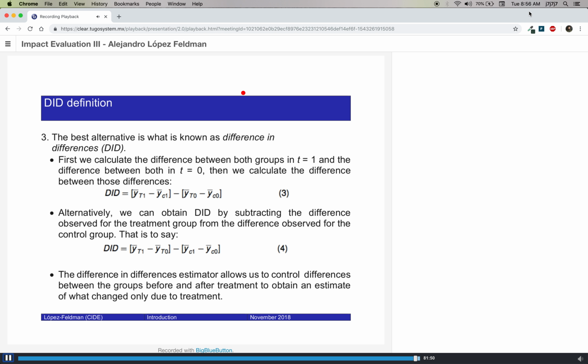Okay, so with this, I want to end for today. And in the next sessions, we're going to talk about difference in differences and the other methods that we are also going to talk about: propensity score matching, discontinuity, and other methods. So we're going to talk about these quasi-experimental methods in the following sessions.